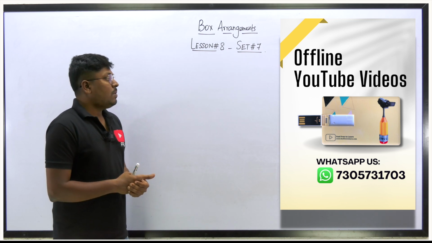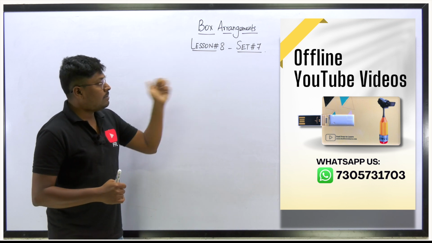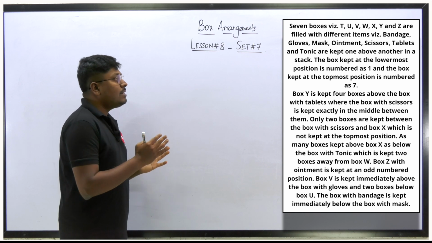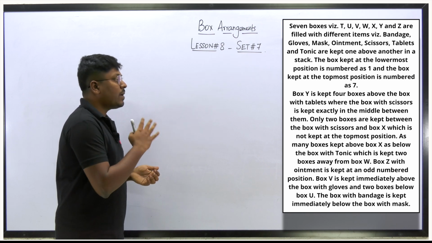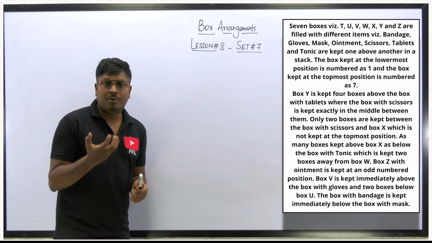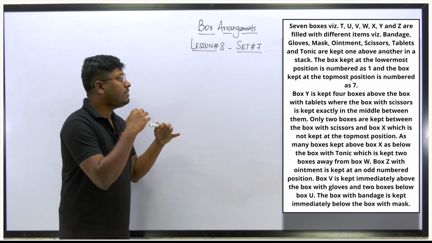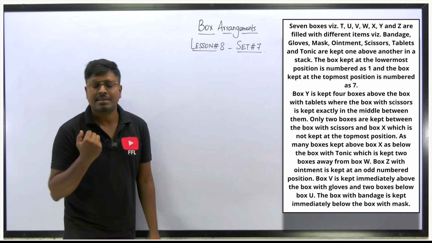Got it? So now let me move on to set number 7 puzzle. 7 boxes T to Z are filled with different items, bandages, ointments, etc. So totally how many boxes are there? 7 boxes, which contain different items such as bandages, ointments, etc.